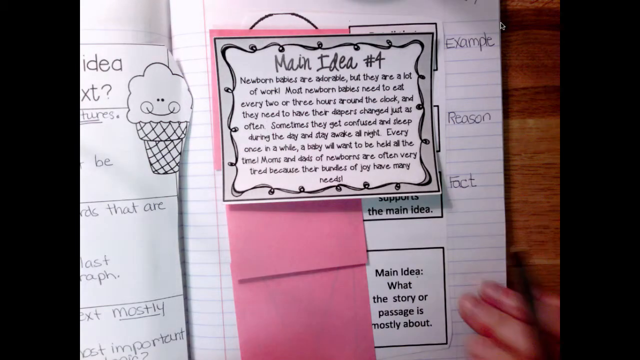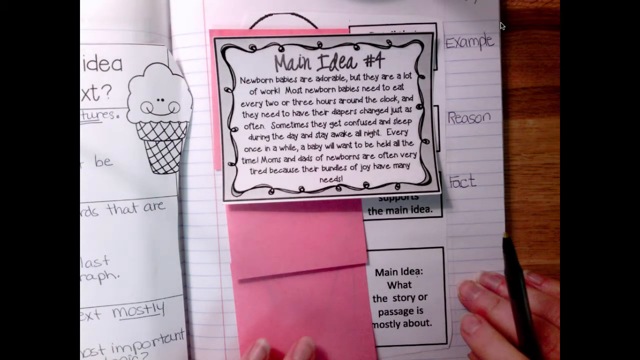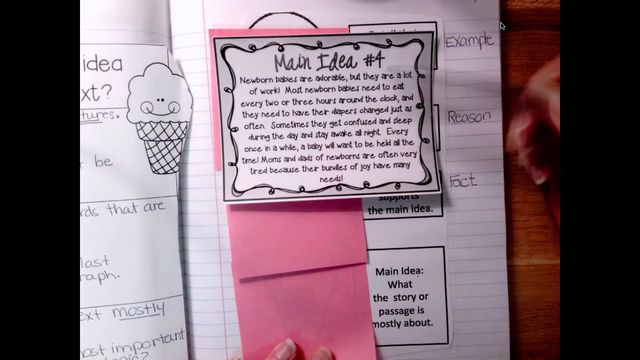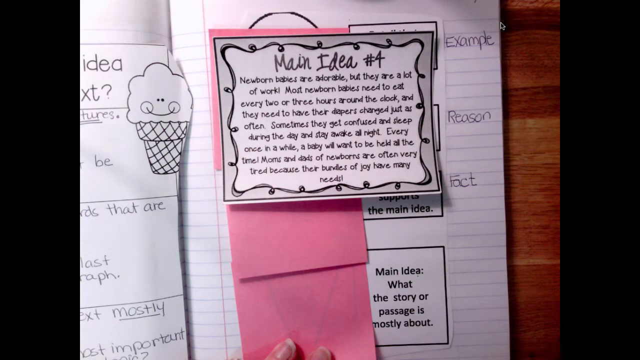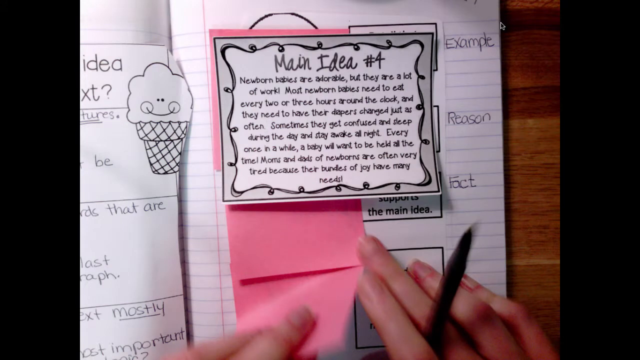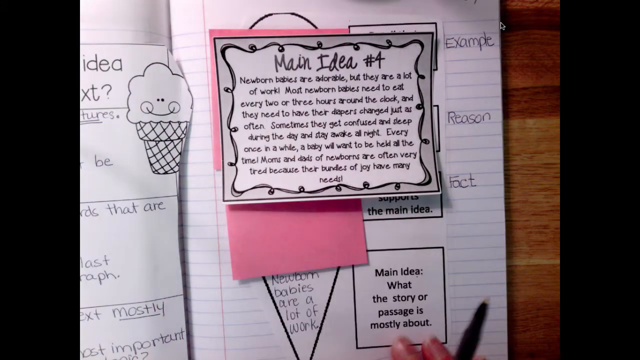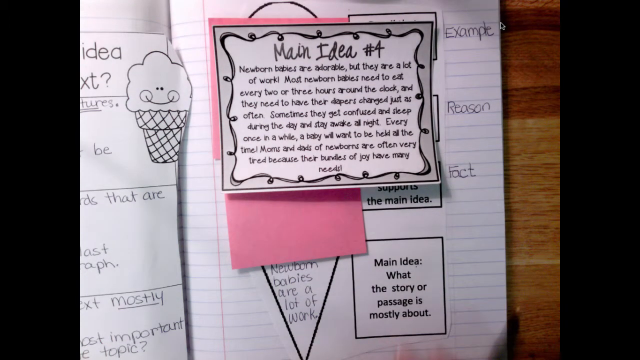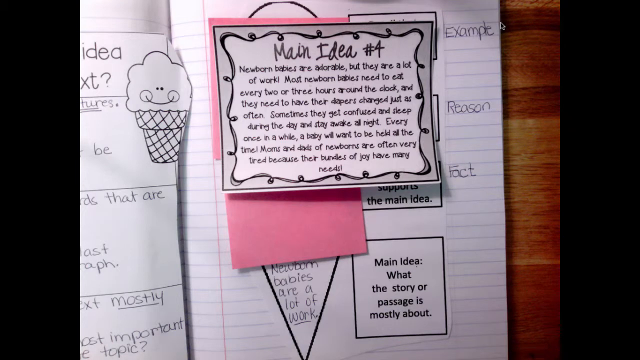Okay, what did you come up with? Well, I was thinking that everything seems to give reasons why there's so much work. So I put, let's see if we can get it to show up. I put newborn babies are a lot of work. I didn't put they're adorable because I couldn't fit that on there. And that really isn't the whole point of it. It's not about them being adorable, but about them being a lot of work. So that was the main idea that I figured out.